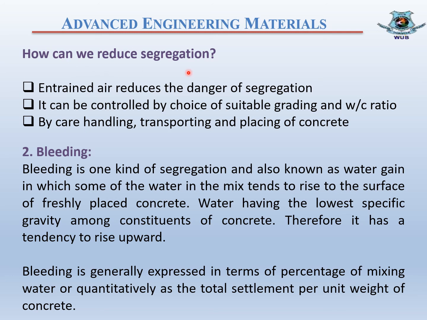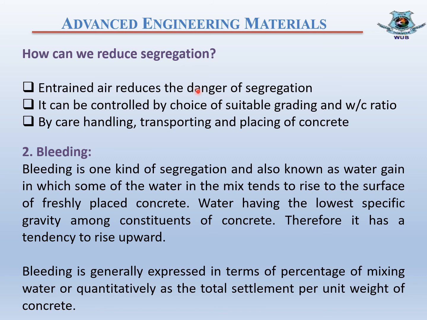How can we reduce segregation? In case of concrete, it is the difference in the size of particles and in specific gravity of the mixed constituents that are the primary cause of segregation. But its extent can be controlled by the choice of suitable grading and water-cement ratio, and by care in handling, transporting, and placing of concrete.